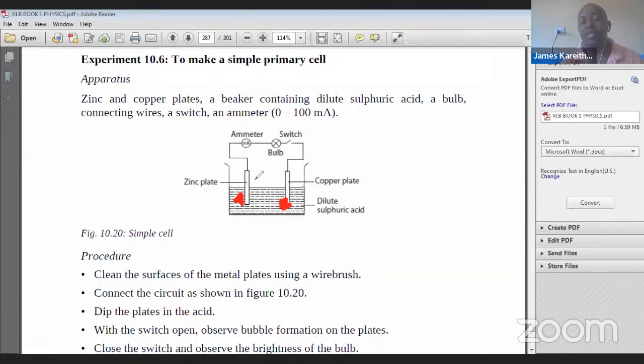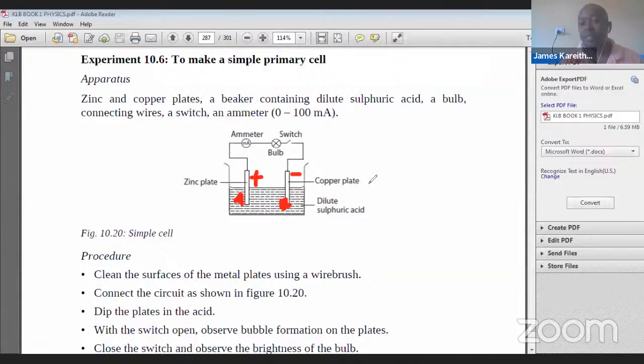So the metal that is more reactive, we normally give it what we call a positive terminal. And the one which is less reactive, we give it a negative terminal. I hope you have understood that very clearly. The metal which is more reactive, we give it a positive terminal. The one which is less reactive, we give it a negative terminal.